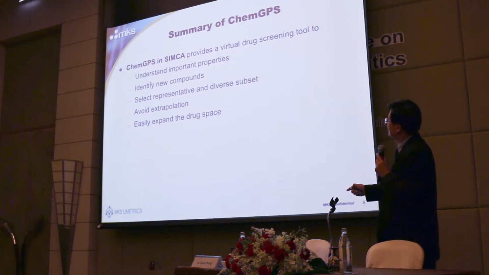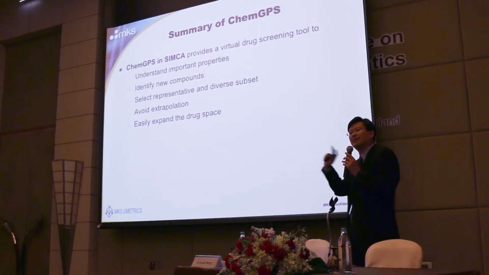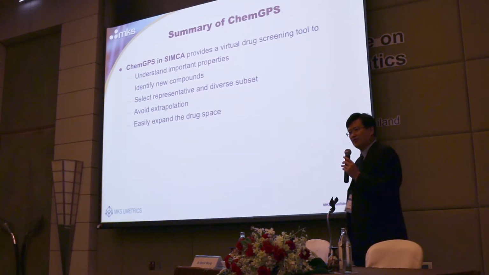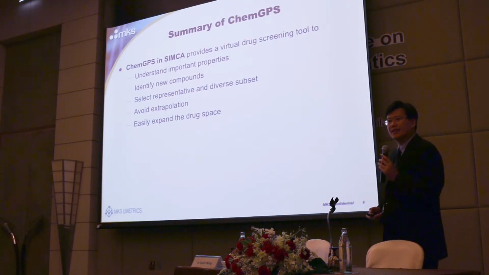Okay, so the summary of this example 1. The GPS, ChemGPS in Simca, provides a virtual drug screening tool to understand the important properties. We can identify the new compounds and select a representative and diverse subset, and we can avoid extrapolation. It can also be easily expanded, the drug space. If we have more molecules, we can put them in and build this model to improve this drug space over here. So here is example number 1.